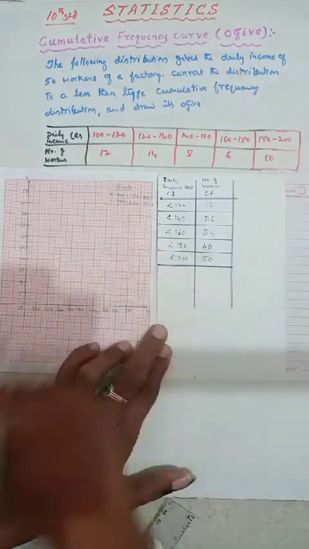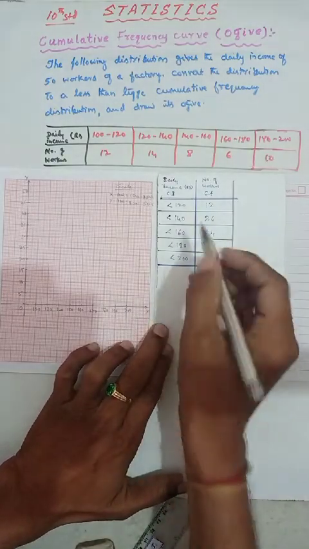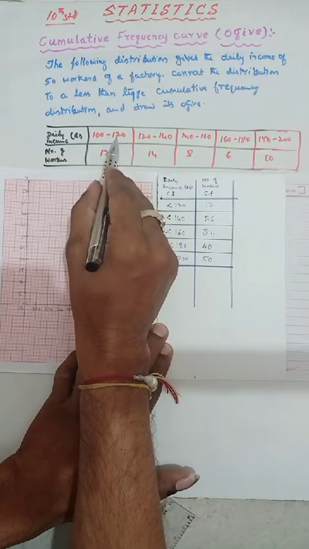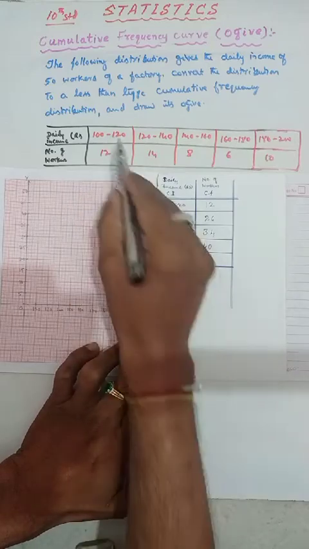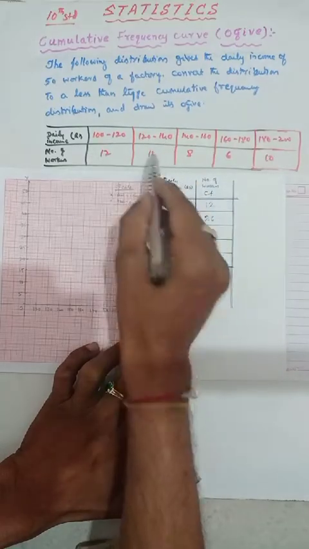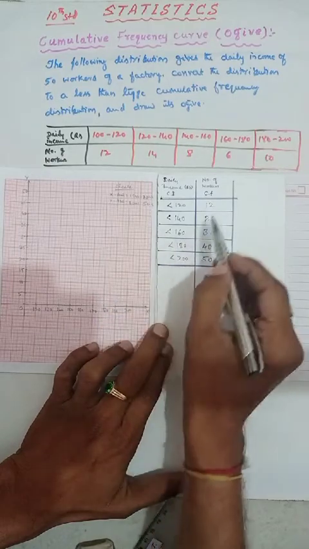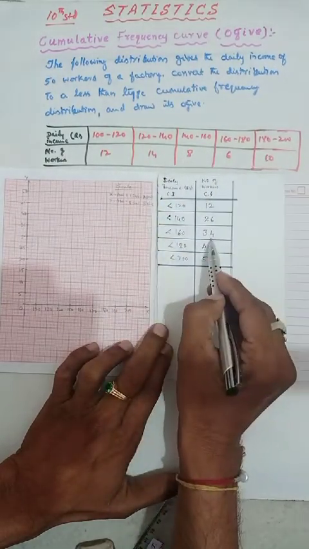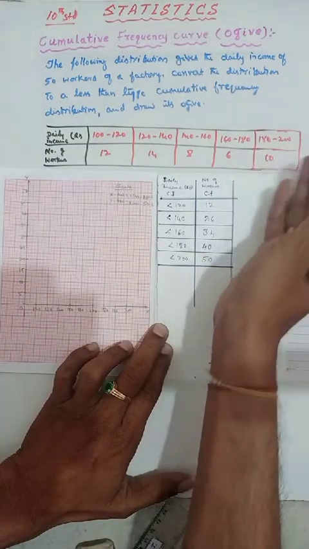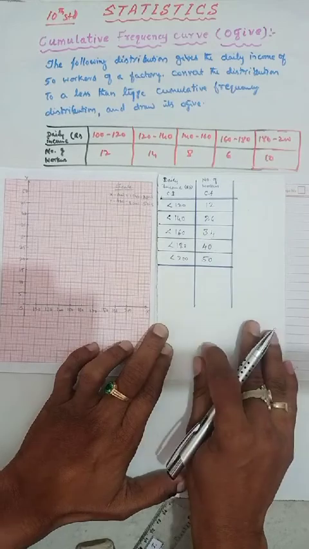We have to get back that 50 members in the last unit. In this way we convert, that is, daily income versus cumulative frequency, considering the upper limit while converting. Below 120 rupees, 12 workers are there. Below 140, 12 plus 14, 26 workers. Below 160, 12 plus 14 plus 8, 34. Below 180, 40 workers. Below 200, 50 workers.